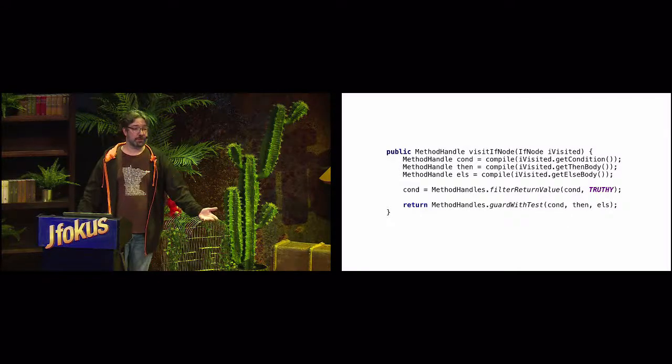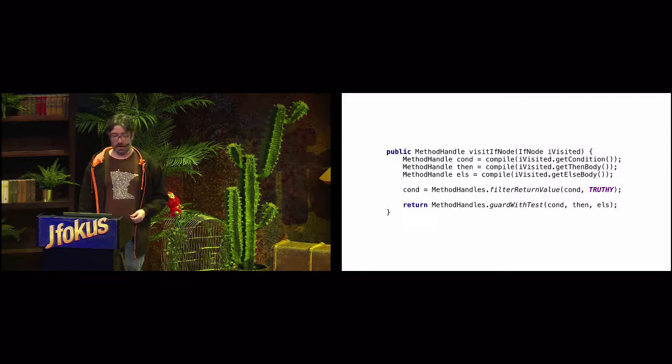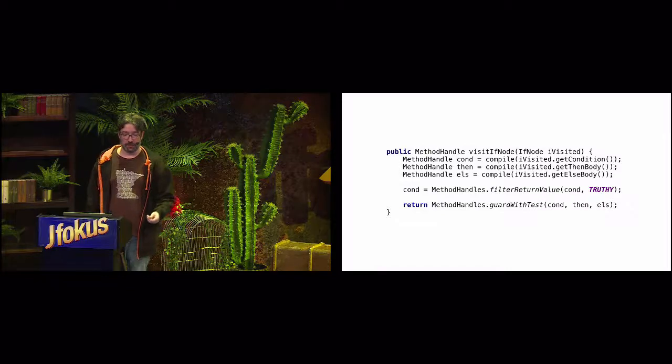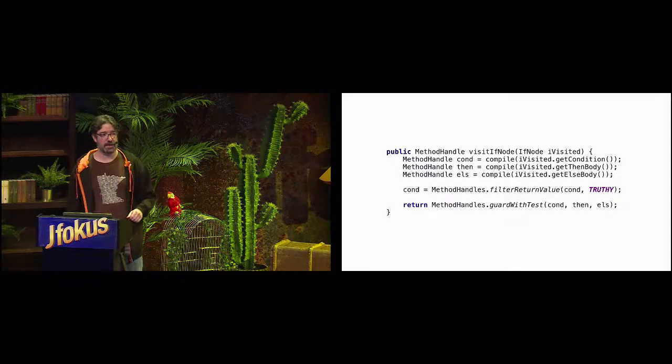We can do conditionals. So we have an if-then-else in Ruby. We take our three pieces of the AST and pass them down to the rest of the visitor. Now we have our conditional, we have our then body and our else body. We're going to use filter return value here to take whatever the result of that condition was and Booleanify it. So in this case, as in Ruby, anything that's null or the false object will be considered false. Everything else would be true. And then we pass that to guard with test. Now we have a representation of a Ruby if-then-else in method handles.